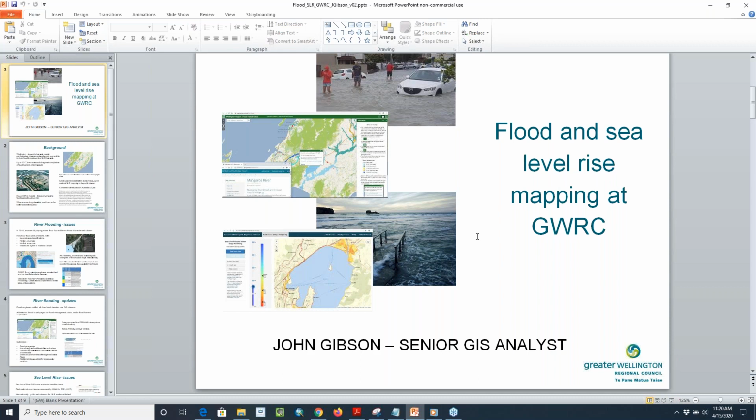Good morning, everybody. My name is John Gibson, and I'm with Greater Wellington Regional Council. Today, we're talking about hazards, and I'll be moving from the extreme of fires that Michael's been talking about to extremes of flooding. What I'll be talking about is the use of GIS mapping tools provided to the public on the topics of river flood risk and sea level rise in the region.